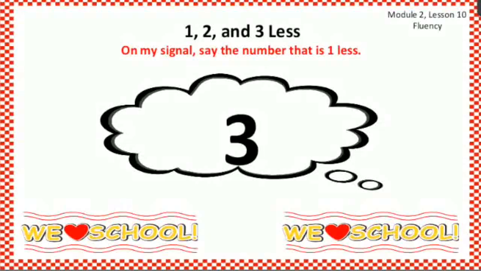Are you ready? Now, 1, 2, and 3 less. On my signal, say the number that is 1 less. So I have 3. What is 1 less? 1 less means you take away 1. So I have 3. Take away 1. What was left? 2. If you take away 1 from 3, what will be left? 2. Very good. So if I say 3, you tell me 2. That's 1 less.